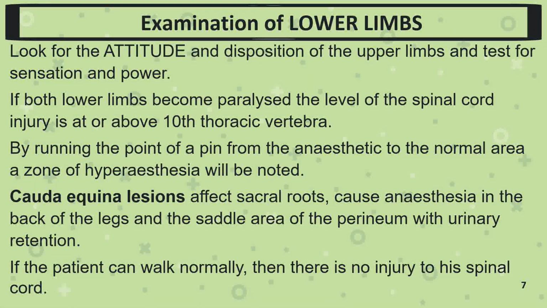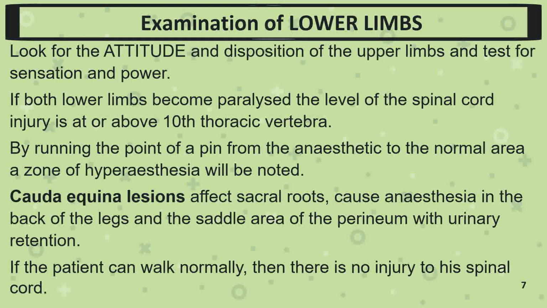Examination of lower limbs. Look for the attitude and disposition of the lower limbs. If both lower limbs become paralyzed, the level of the spinal cord injury is at or above 10th thoracic vertebra. In lesions below L1 vertebra, only the cauda equina will be injured and the lower limb below the knee will be affected by paralysis. The sensation is tested by pinprick, a wisp of cotton, a test tube with cold or hot water, or with back of a tuning fork.